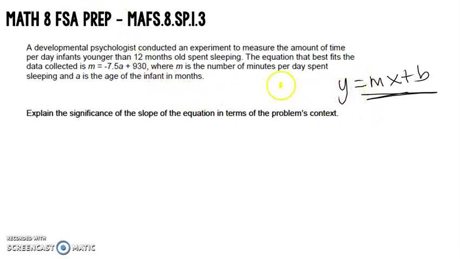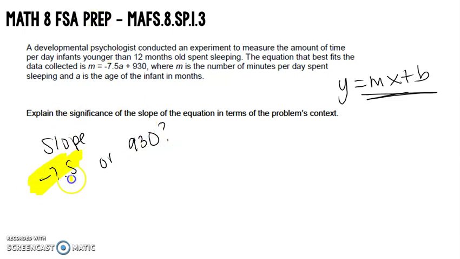So what I want you to think about is which one is the slope, this negative 7.5 or the 930? The slope is actually the negative 7.5 because it's sitting in front of that a value. So what is the significance of it? Well, the significance is that it's negative.